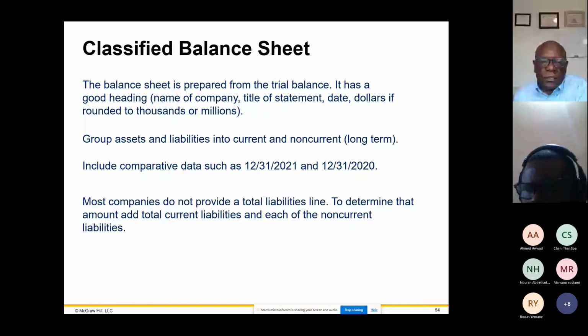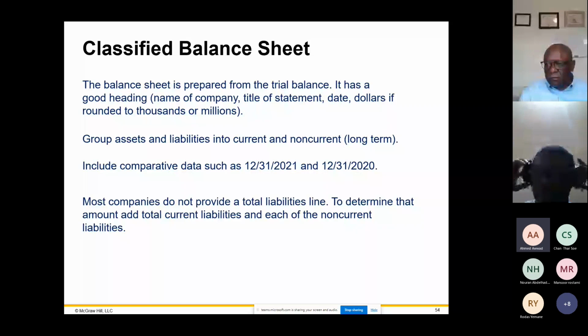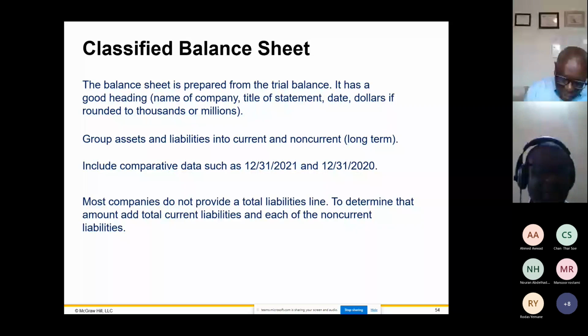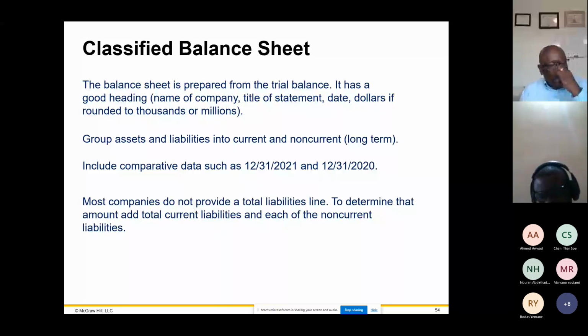Now we are classifying the balance sheet. When we say classifying the balance sheet, what we are saying is that you now segregate between assets and liabilities. And in assets, we mention what kind of asset, either cash, land, equipment. Under assets, you start with current assets. Current assets, what are they? Cash is one of them. Short-term investment is another one. Inventory, prepaid expenses, and so forth all form part of current assets. You list them, and then you put total current assets.